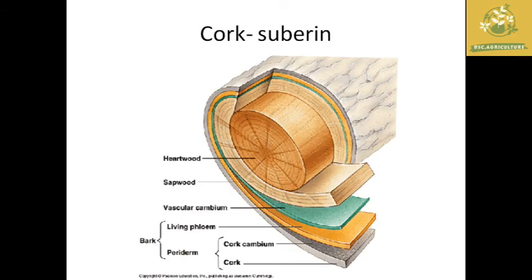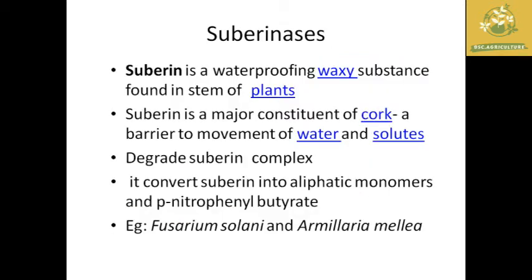And I have also given the pictures of cork. So the suberin is said to be a waterproofing waxy substance, which is mainly found in the stem of plants. So suberin is said to be a major constituent of cork, which is said to be a barrier to movement of water as well as solutes in the host plant.